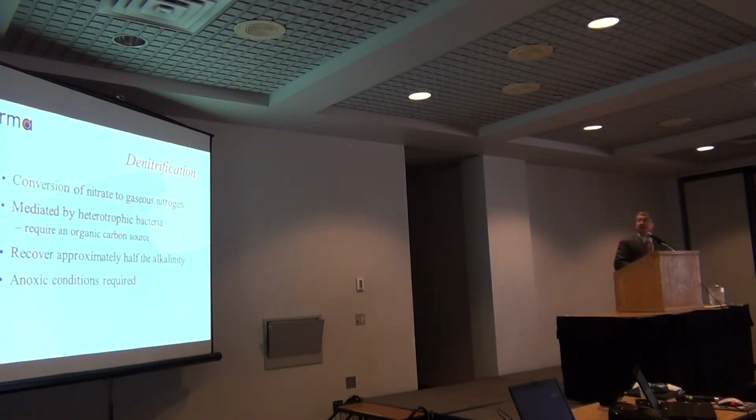So denitrification is essentially the conversion of nitrate to gaseous nitrogen, and again, it's mediated by heterotrophic bacteria, the same bacteria that get rid of the BOD. And when you do that, you can recover some of the alkalinity that you lost. Remember that previous slide showed that about 8 milligrams of alkalinity is required for each milligram of ammonia. You can recover about half of that when you denitrify. And again, anoxic conditions are required.